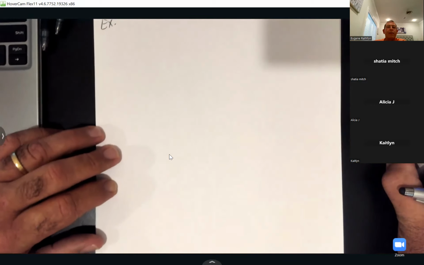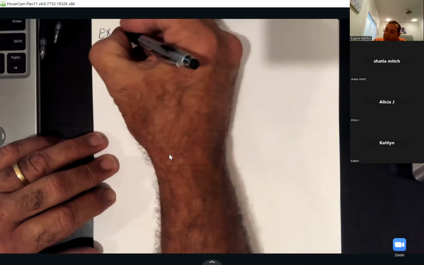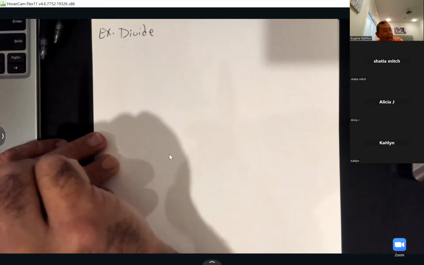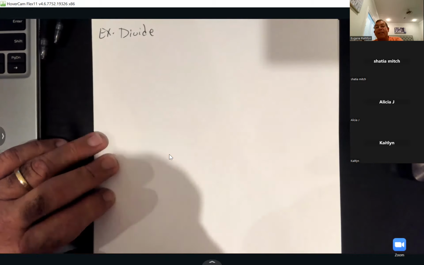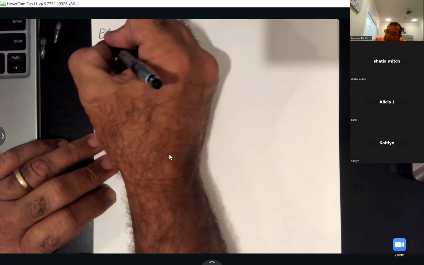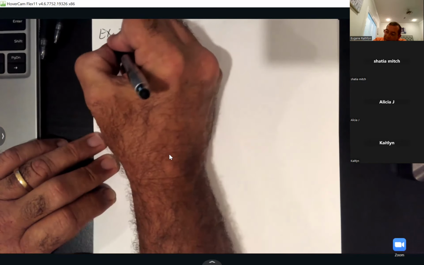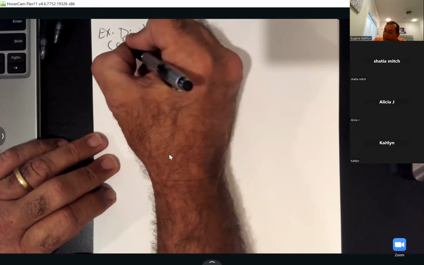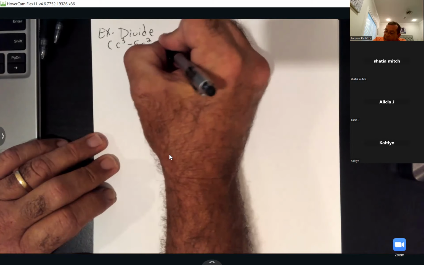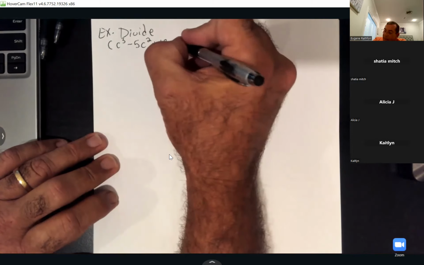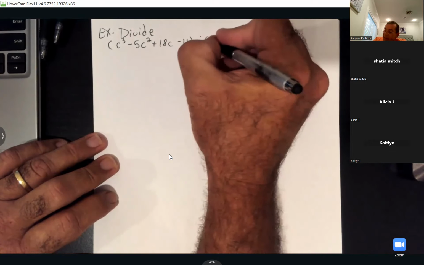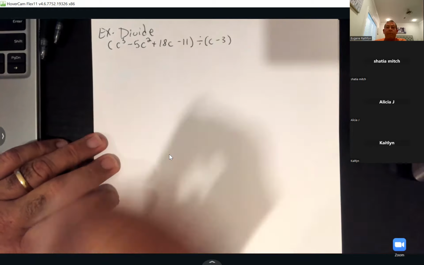All right, so let me move that up. Once again, these are going to say divide. Some of these will say divide, and then some of them will say use synthetic division to divide. So let's do this one. I got a C to the third minus 5C squared plus 18C minus 11. We're dividing by C minus 3.